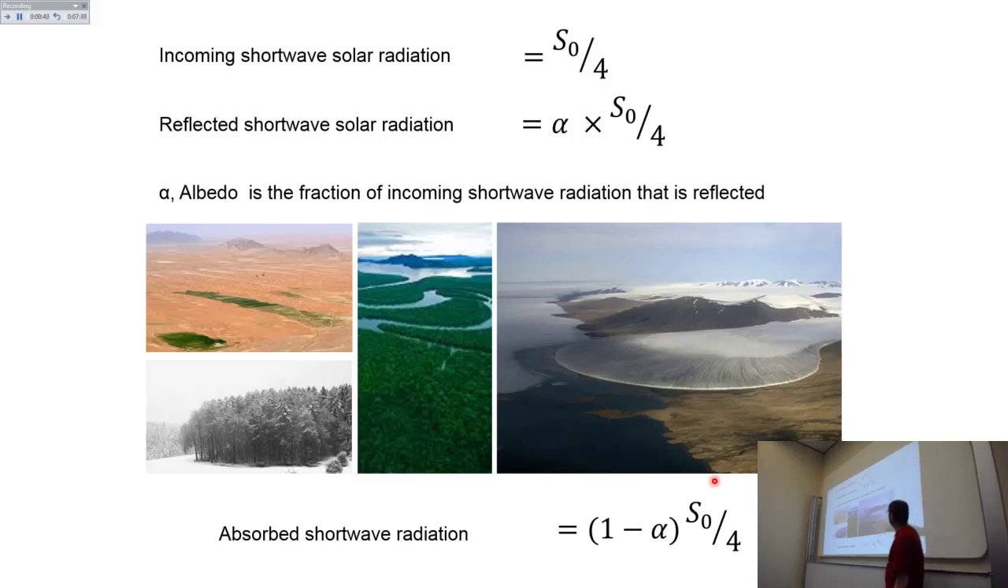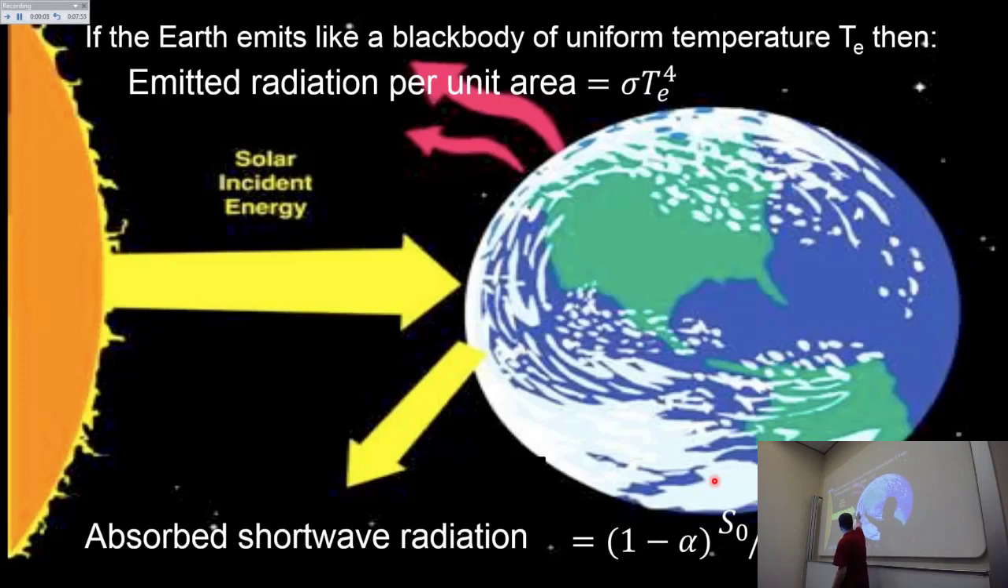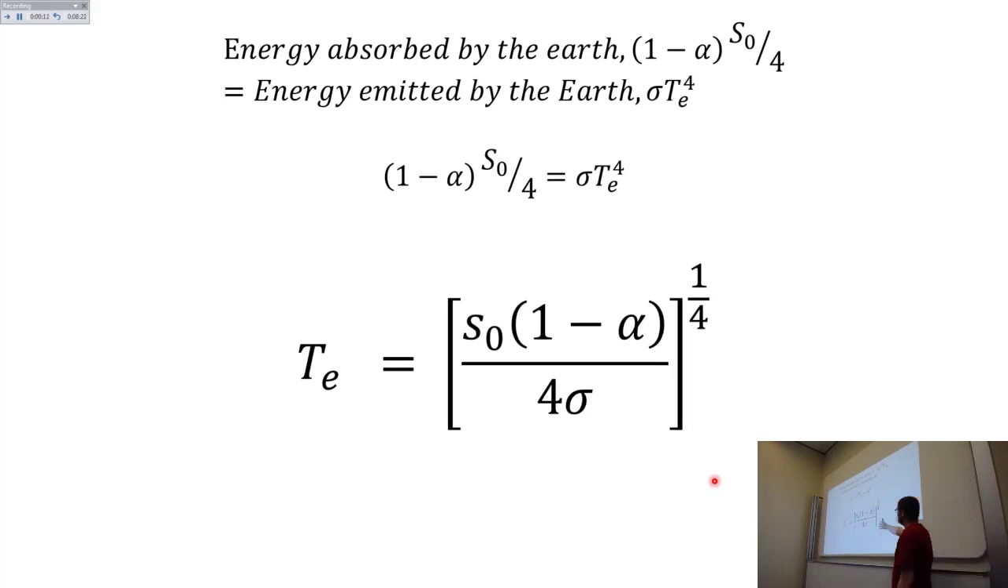So the total amount absorbed is the total arrived minus the amount that's reflected. That's the equation down at the bottom. We've got these two terms now. This is the amount absorbed, which is the coming in minus the going out in terms of the shortwave radiation. Then the Earth heats up and radiates away dependent on sigma times the temperature of the Earth raised to the power of 4. We can say that if those two things are equal to each other, so the temperature of the Earth is not increasing or decreasing, if we're in steady state, that is the equation we get, and we can rearrange it to get a temperature for the Earth.